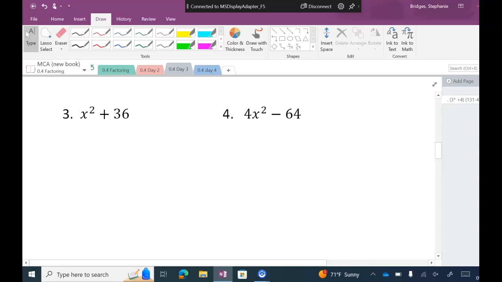That's the one where I said this gets people every time. The sum, adding 2 perfect squares together, is not factorable unless they have a GCF. These do not have a GCF. So what do we call it when we can't factor? Yep.